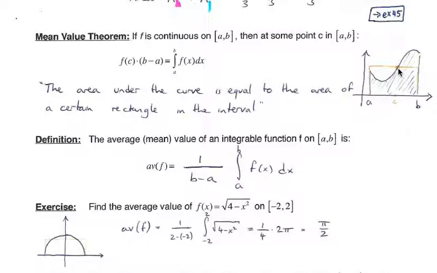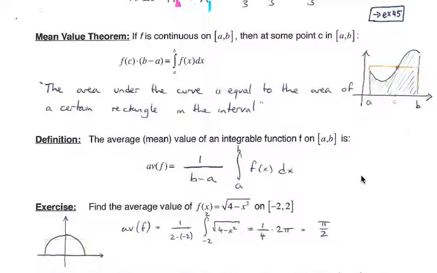The requirement that f is continuous is obvious. We need the function to be continuous to make sure that there is a point with the appropriate height. So I wrote it like that here. The area under the curve is equal to the area of a certain rectangle in the interval. Again, the mean value theorem doesn't tell us which rectangle, but it states that there is a rectangle that has this property.